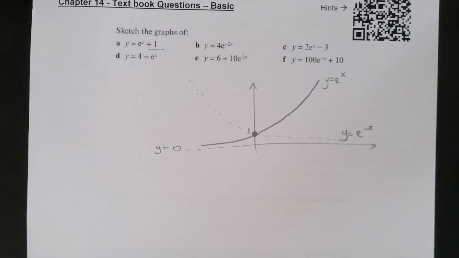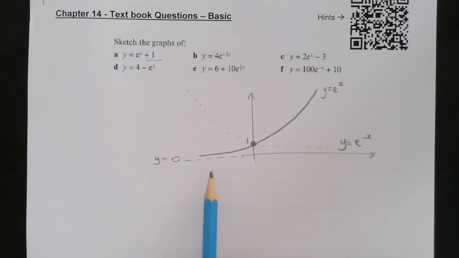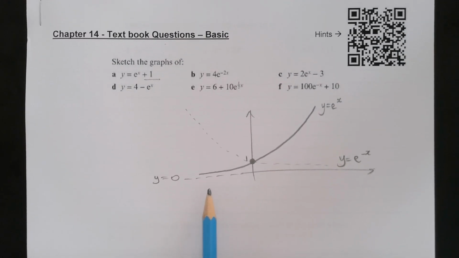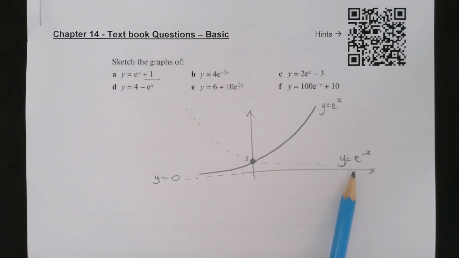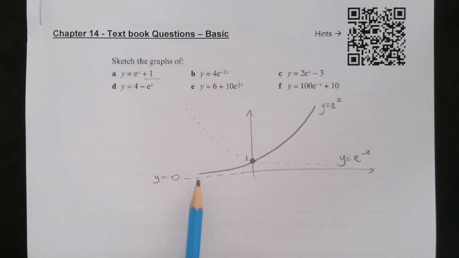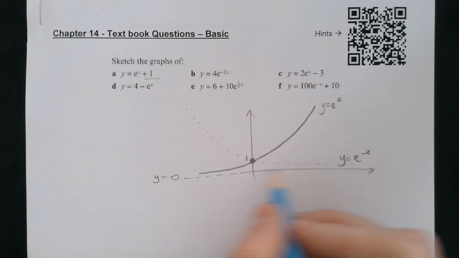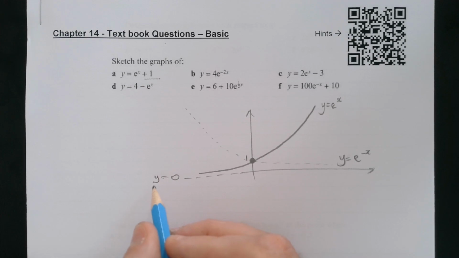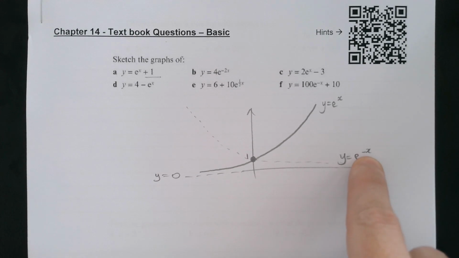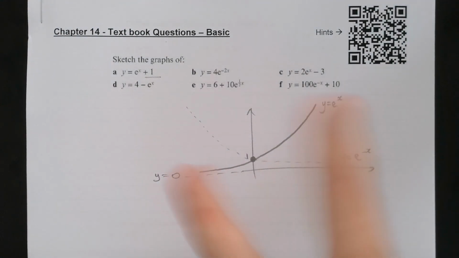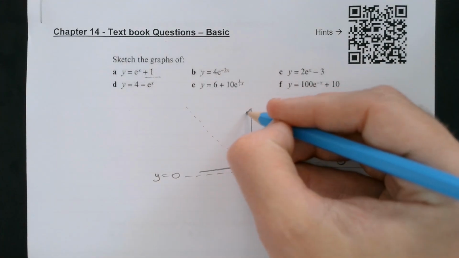Okay, last chapter. Chapter 14, exponentials and logarithms. I've just drawn on here the basic shapes of y equals e to the power of x and y equals e to the power of minus x. So just remember there's an asymptote at y equals 0 for both of those, and the rest of this is just a transformation. Even the minus x is a transformation where it's flipped in the y-axis.